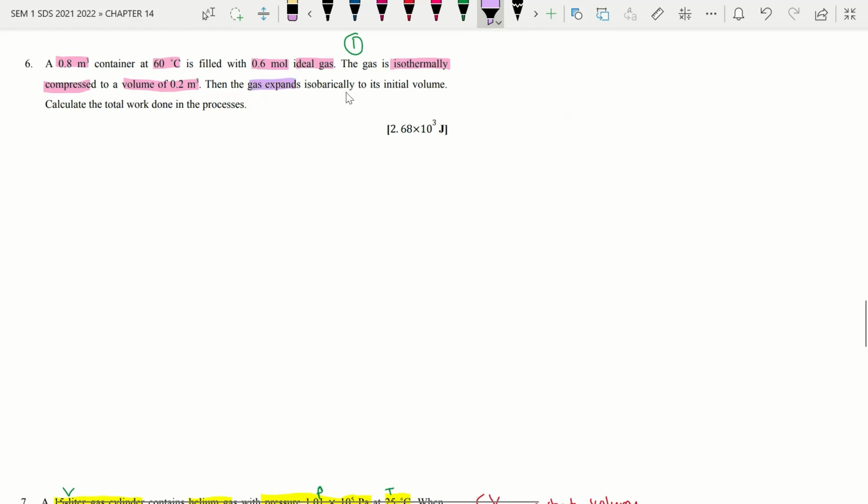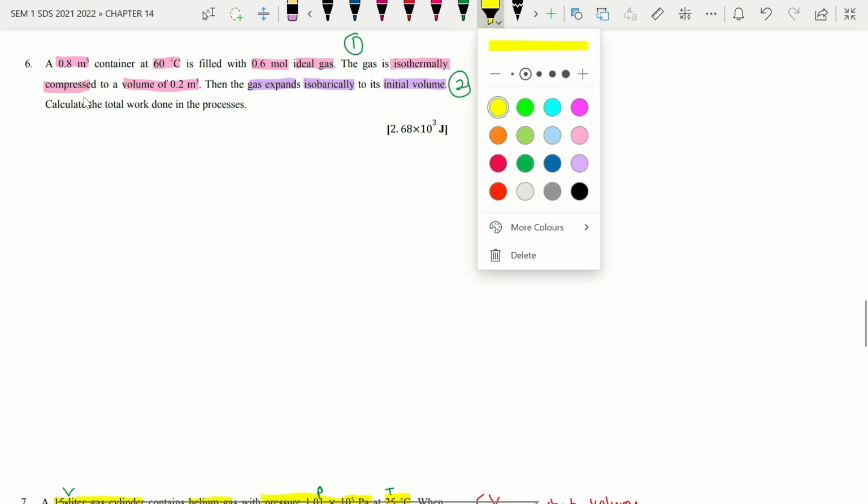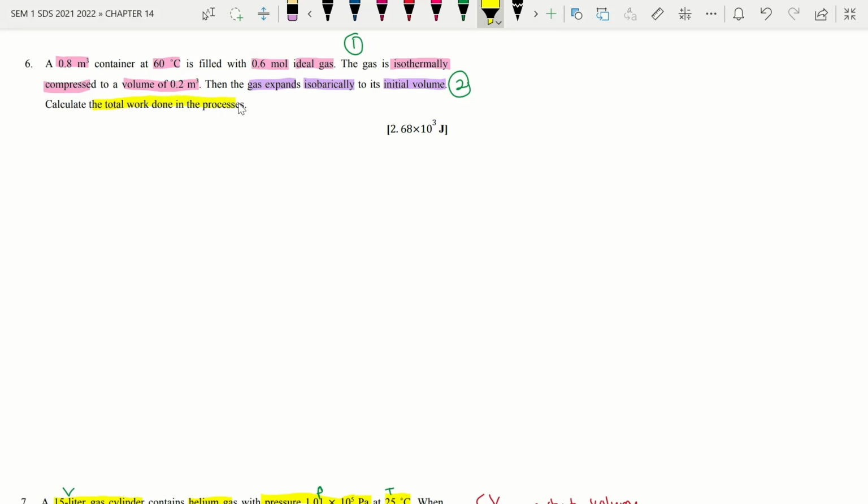Then the gas expands isobarically to its initial volume. So this is the second process. And the question asks us to look for the total work done in the processes.